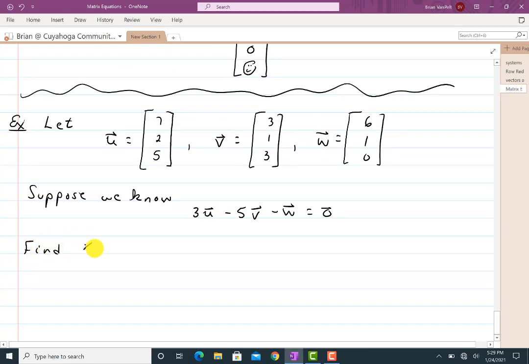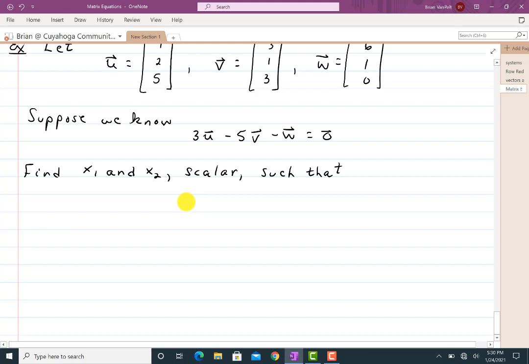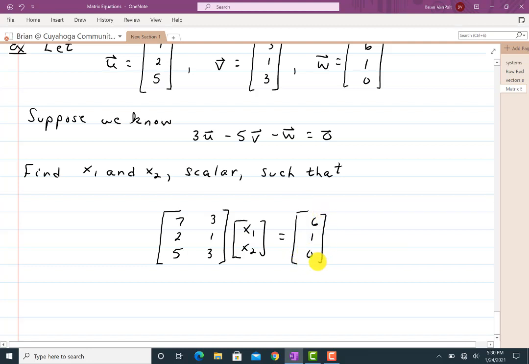Find x1 and x2 scalars such that... So see if we can find that.